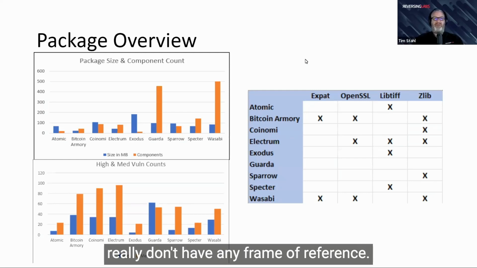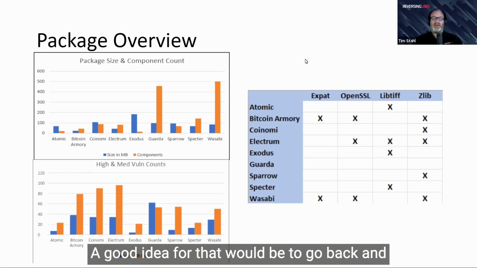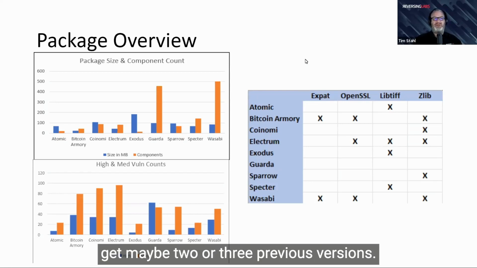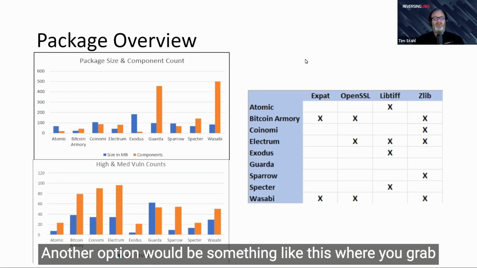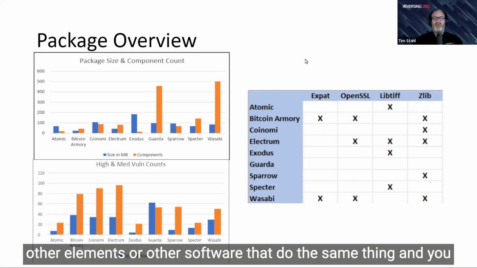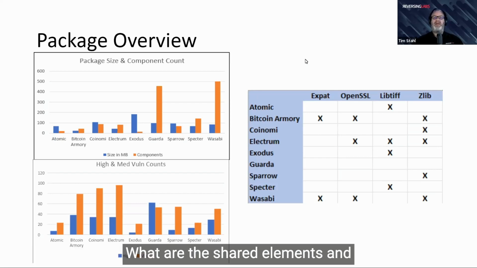You really don't have any frame of reference. As we've discussed before, a good idea for that would be to go back and get maybe 2 or 3 previous versions, run those as well to get a feel for it and a baseline. Another option would be to grab other software that does the same thing and analyze a bunch of them, see what to expect across all of them, what the shared elements are, and that helps you pick out the anomalies.